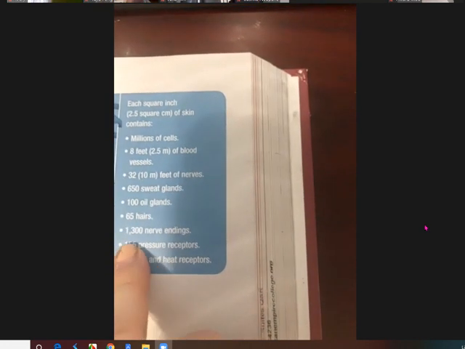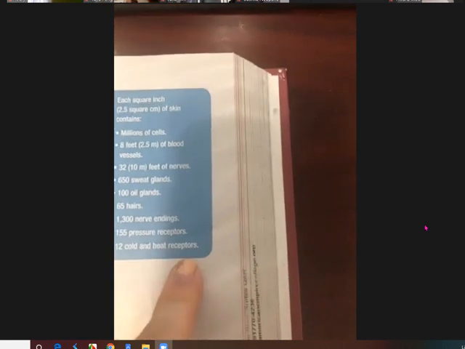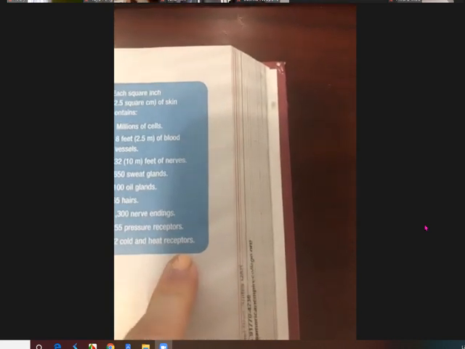Each square inch of your skin contains millions of cells, 8 feet of blood vessels, 32 feet of nerves, 650 sweat glands, 100 oil glands, 65 hairs, 1,300 nerve endings, 155 pressure receptors, and 12 cold and heat receptors. Okay, this is just for your information. You don't have to memorize it.